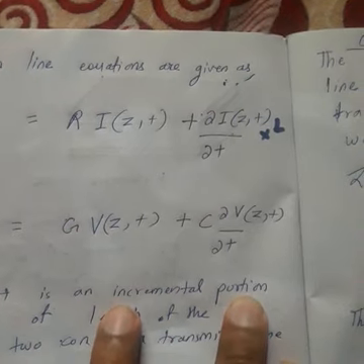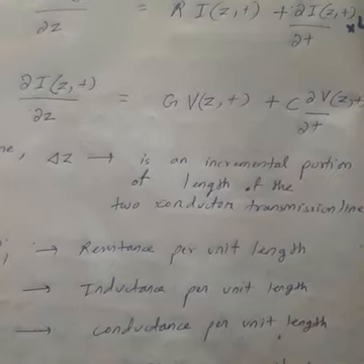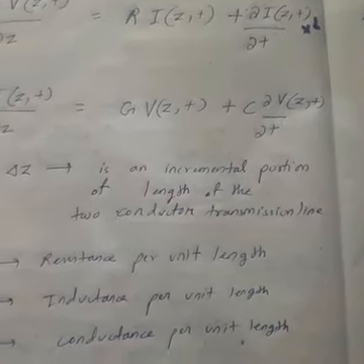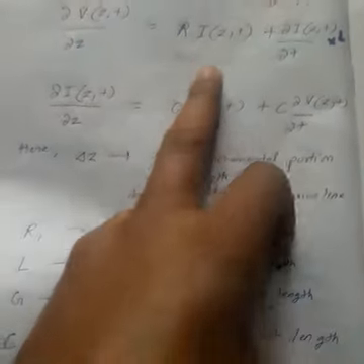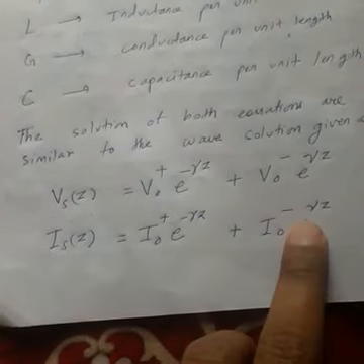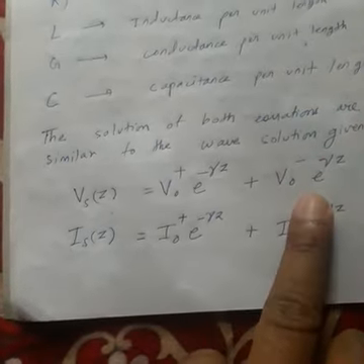Similarly, the second equation: del I z of t by del z equal to G V z of t plus C del V z of t by del t. The solution of these two equations is this one. For voltage, this is the solution, and for current, this is the solution. Already you know the solution format of the wave equation is in this format.